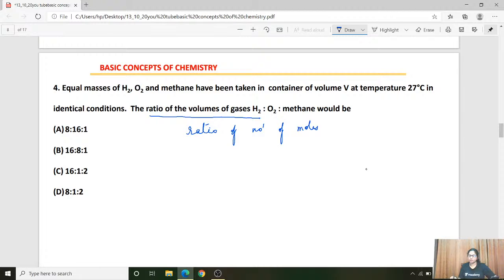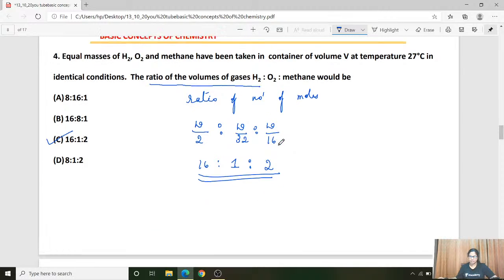Now when I say ratio of number of moles, how do I find the number of moles for hydrogen? Let me take the mass as W. Number of moles is mass by molar mass. What is the molar mass of hydrogen? 2. Similarly, oxygen mass is the same, it's given as equal mass. That means it should be W divided by 32, since O2 means 32. Similarly, W divided by 16 for methane. Methane means 16, student, isn't it? So if you multiply all of them by 32, 32 by 2 will be 16, 32 by 32 is 1, and this will be 2. So the ratio will be 16:1:2. Answer will be option C, student. Option C is the right answer.